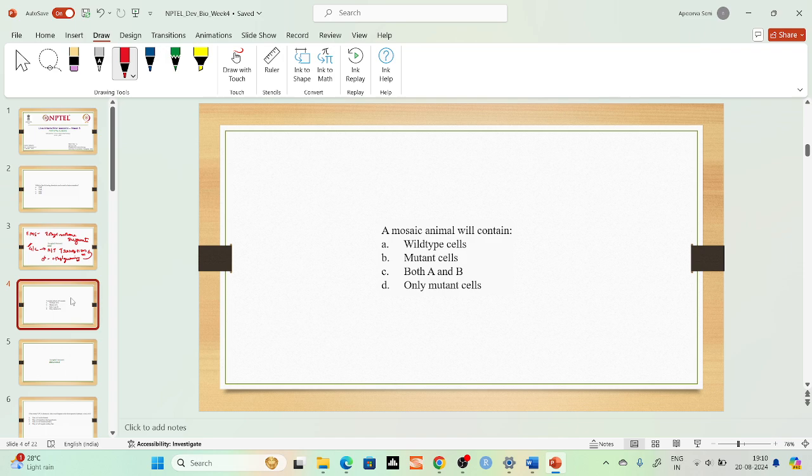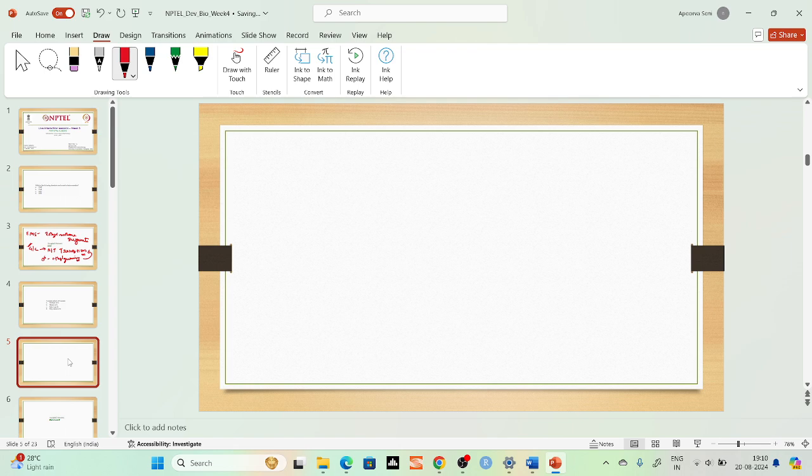So a mosaic animal will contain both wild type cells and mutant cells. Okay. So now we'll look a little bit about what is mosaicism. Because here we are studying about genetics or developmental biology, we should study this in context to what we are studying, that is genetics.